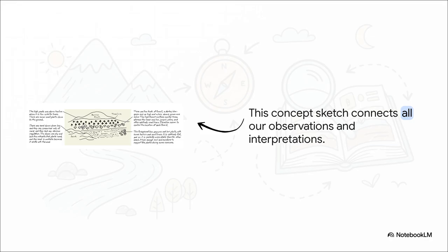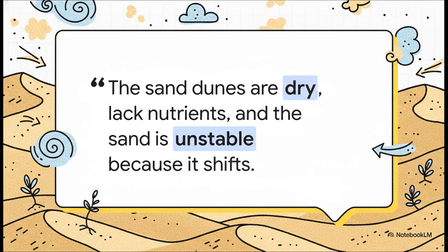Let's break it down. Let's start with the dunes. The note explains our observation perfectly. Why are they barren? Well, because the sand is dry, it's nutrient poor, and it's constantly shifting in the wind. It's an unstable, harsh environment, making it pretty much impossible for most plants to take root. Yeah, that makes perfect sense.